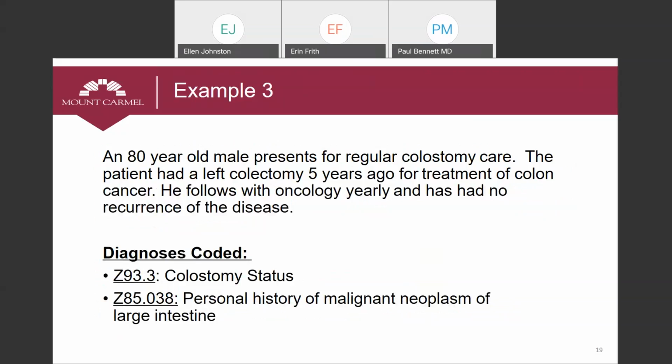Our last example shows an 80-year-old male who presents for regular colostomy care. He had a left colectomy 5 years ago for treatment of his colon cancer. He currently follows with his oncologist yearly and has had no recurrence of the disease. The appropriate diagnosis codes for this scenario would be Z93.3, colostomy status, to account for the patient's colostomy, and also Z85.038, personal history of malignant neoplasm of large intestine, since the patient's neoplasm is no longer receiving active treatment and has been eradicated.